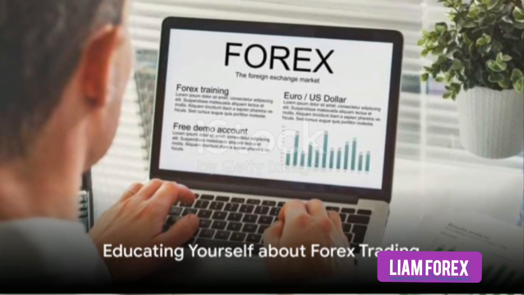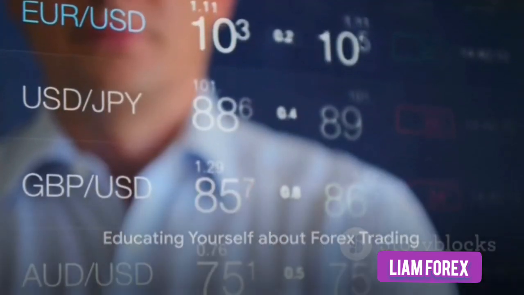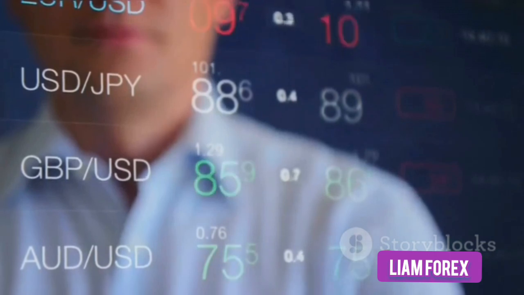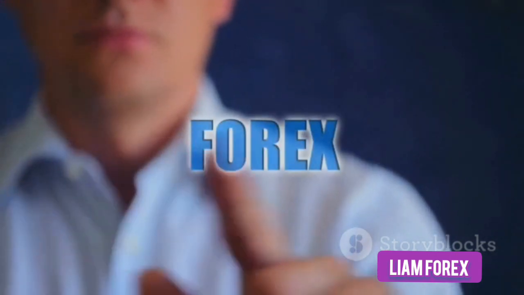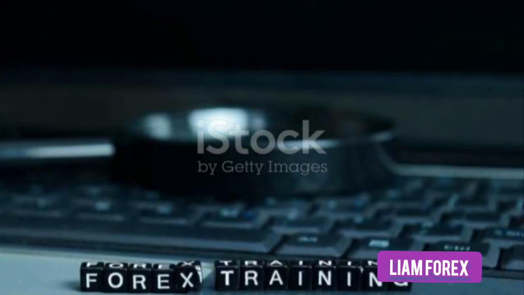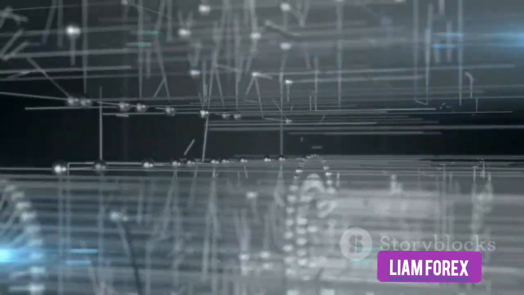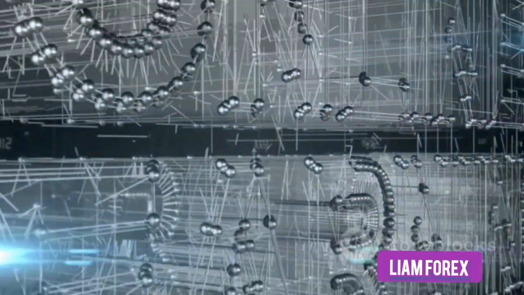First things first, it's essential to educate oneself about Forex trading. Start with understanding the basics. What is a currency pair? What is a pip? And what is leverage? These are the building blocks of Forex trading. Books, online tutorials, webinars. There are plenty of resources available to learn these concepts.